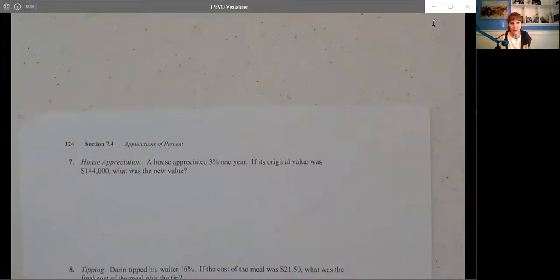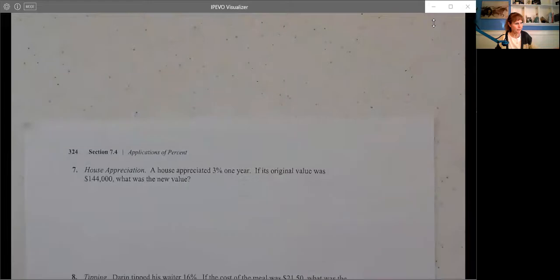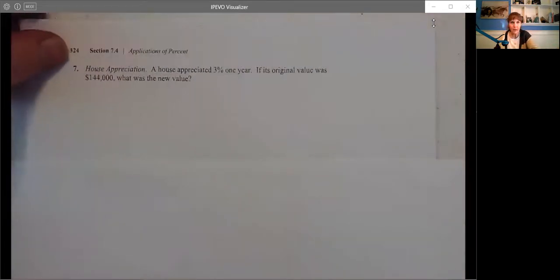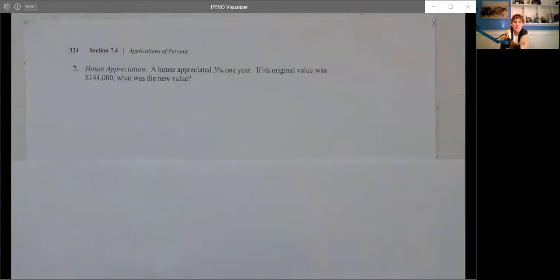All right, let's look at another one here. I can use the back of this to cover these up a little bit. All right, a house appreciates, meaning it's going to increase in value, 3% in 1 year. If the original value was $144,000, what's the new value?